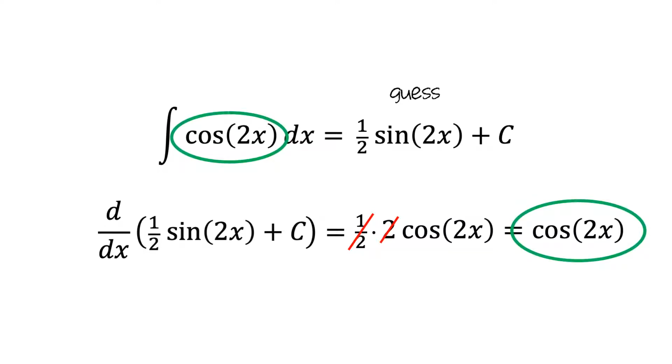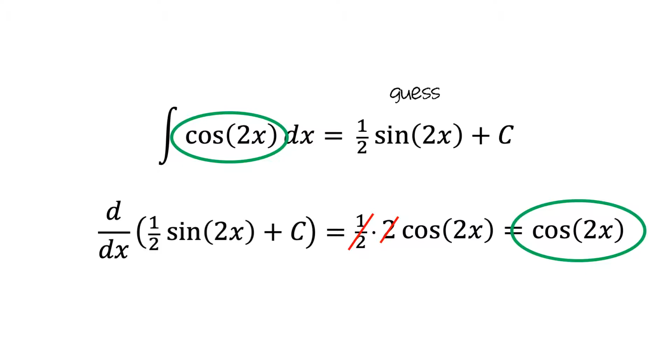And we can see that this is equal to the function that we're integrating. So this means that 1/2 times sine of 2x plus c is the general antiderivative of cosine of 2x. We were able to do this because the argument of this composite function was just 2x. However, our method of guessing and adjusting might not be so straightforward with more complicated composite functions.